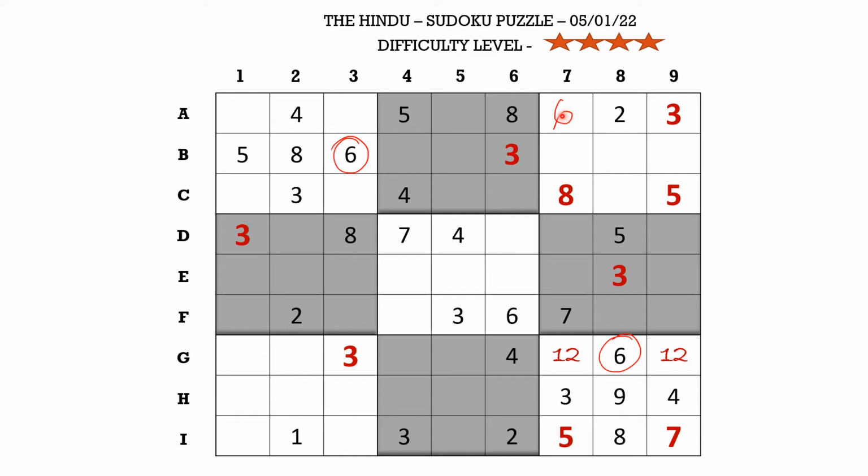Now this 6 blocks the A row. This 6 blocks the B row here. In column 6 there is a 6 here which blocks here. So C5 takes 6. This C5 6 blocks this column here. There is a 6 here which blocks here. This 6 blocks here. So H4 takes 6. This 6 blocks here. There is a 6 here. So here I1 takes 6.